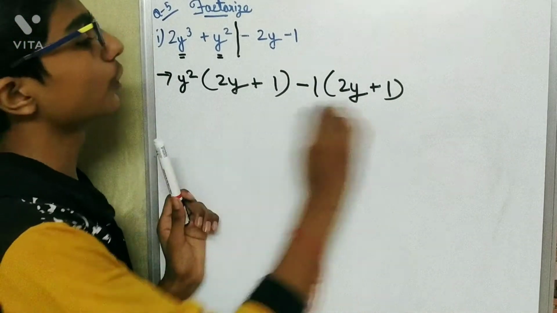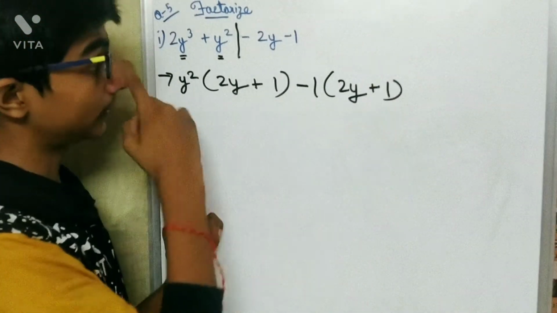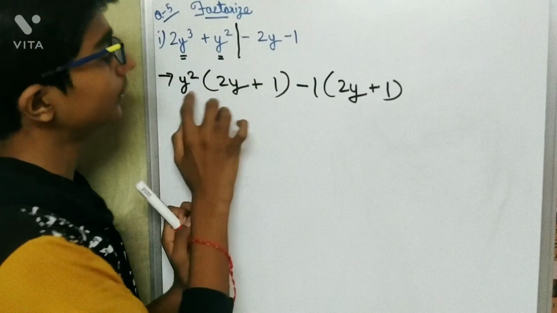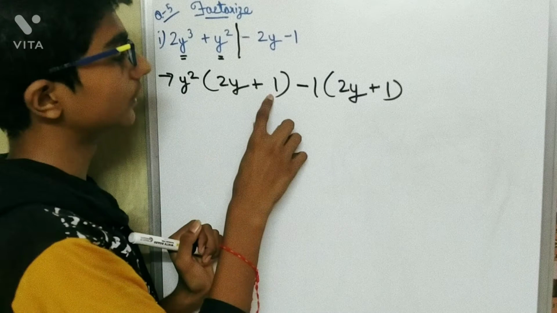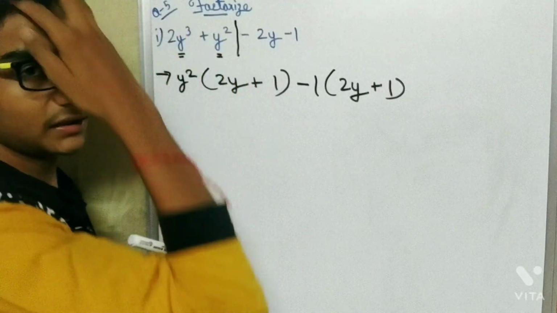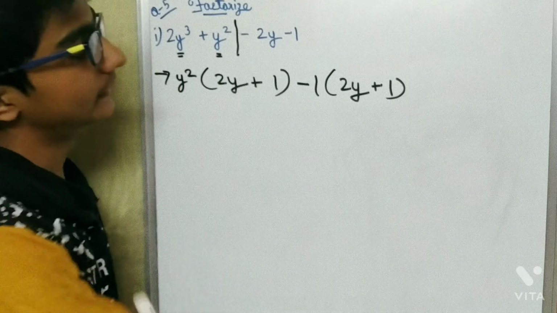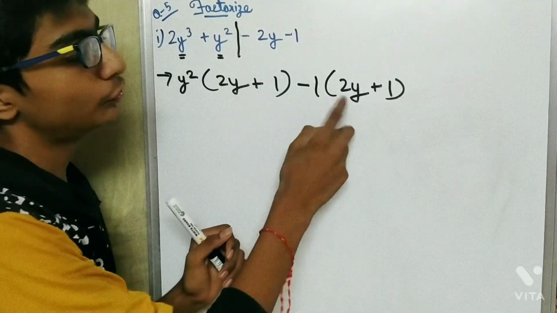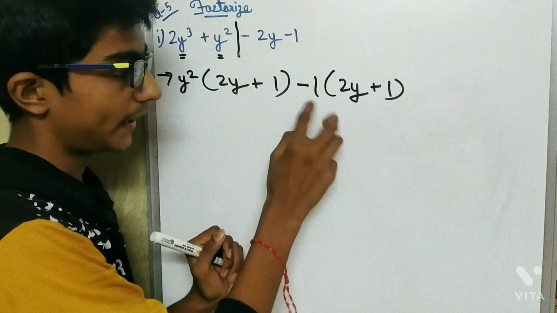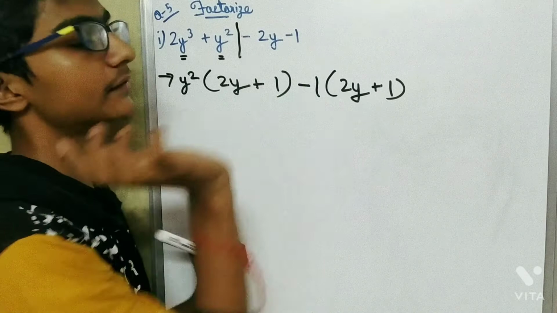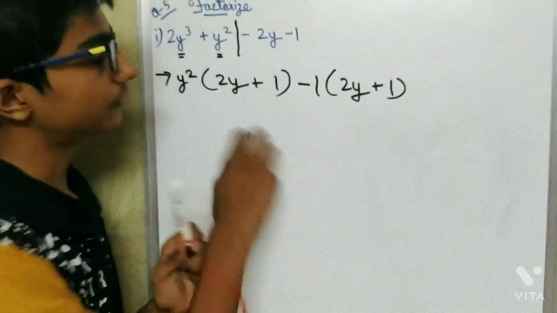Now you will have to cross check this. See, y square into 2y is equal to 2y cube, then y square into 1 is equal to y square, and here plus, there will be plus here. And here minus plus is minus, and then 2y into 1 is 2y, and here again plus minus is again minus, and 1 into 1 is 1. So here this one is right.